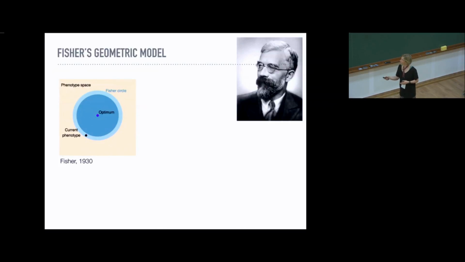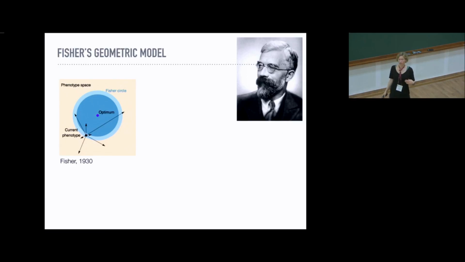This is Ronald Fisher here, and in 1930 he proposed what's now called Fisher's geometric model. So he said, okay, we have some multidimensional phenotype space, and in this case I'm showing it as a two-dimensional one. Our current population resides in this current phenotype, which is the black dot in this picture. And there's also a fitness optimum, like a phenotypic optimum, in the phenotype space. Then he said, okay, mutations happen randomly, and they happen as some kind of distribution of arrows that move you in the phenotype space.